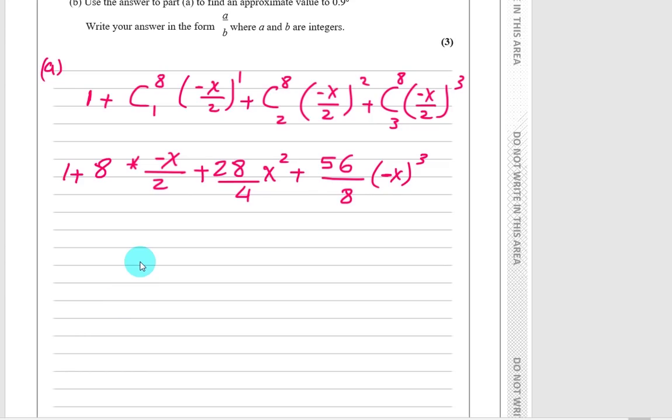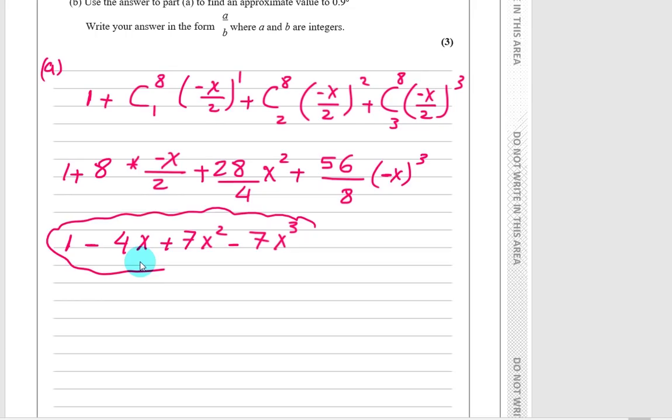It will be 1 minus 4x plus 7x squared minus 7x power 3, and this is the fourth term of the sequence. Okay.